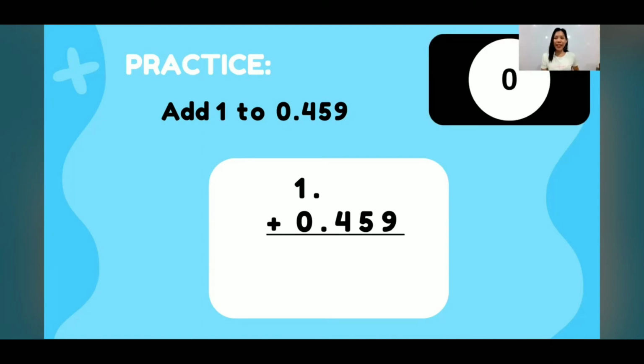Time's up. So here, I just want to show you what will happen if we will not put in zeros. Since there are no zeros here, we will just simply bring numbers down. Don't forget the decimal point. Bring down 9, 5, 4, and 1. So the final answer is 1 and 459 thousandths. Is your answer correct? Wonderful.